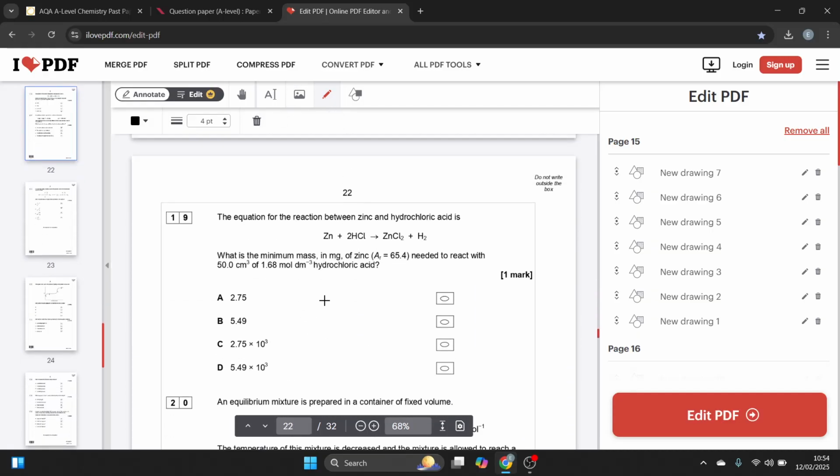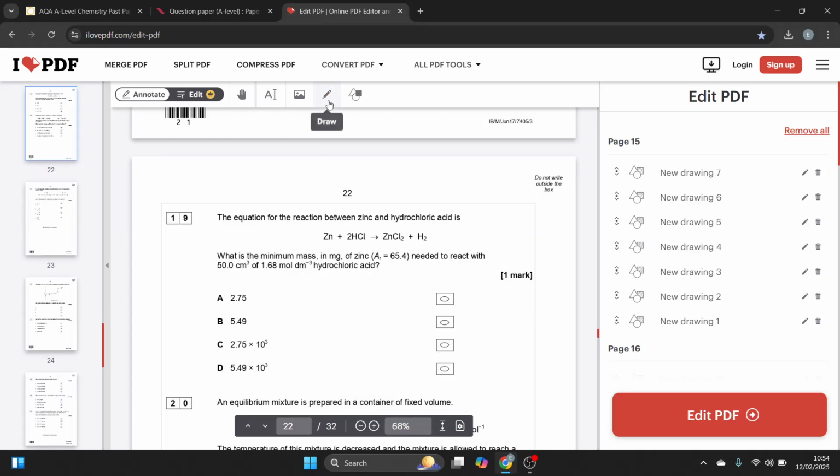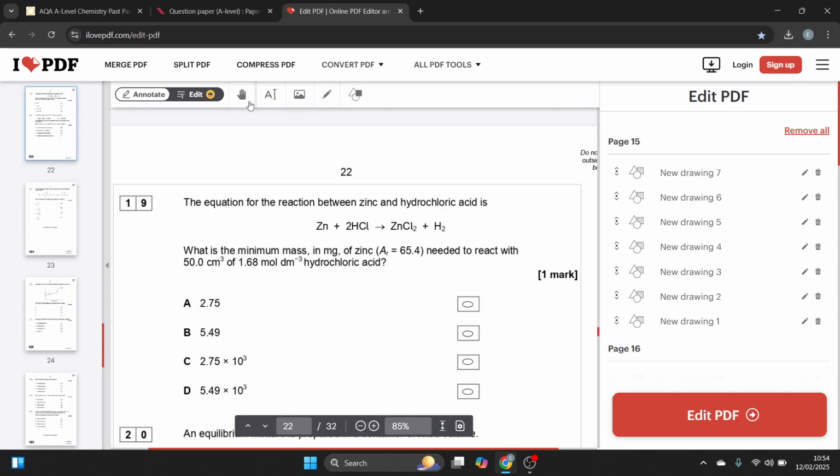Question 19. What is the minimum mass in milligrams of zinc needed to react with this much HCl? So it gives us the equation, but first we have to work out the moles of HCl using concentration times volume. I'm going to do 50 divided by 1000 times 1.68, which gives 0.084 moles. But that's the moles of HCl.